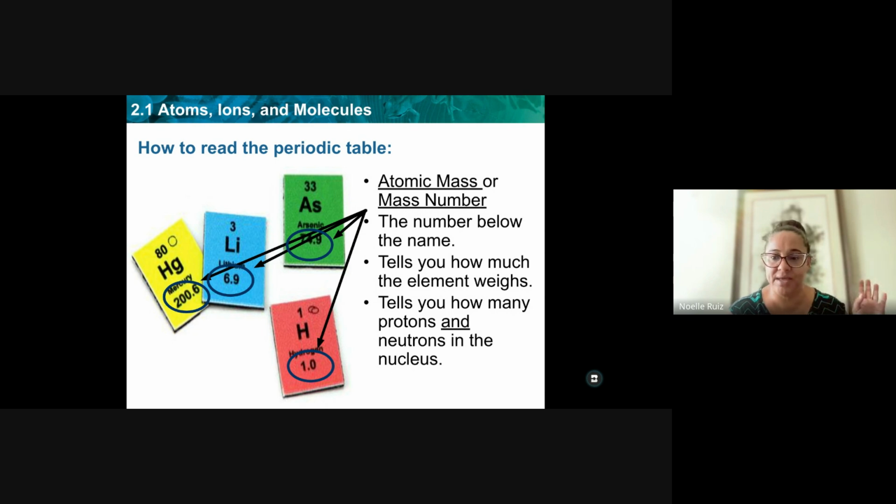Electrons don't really weigh anything. They're extremely light, so they don't add to the weight. We only weigh the protons and neutrons. Those are the heavy particles. And we estimate, we round.